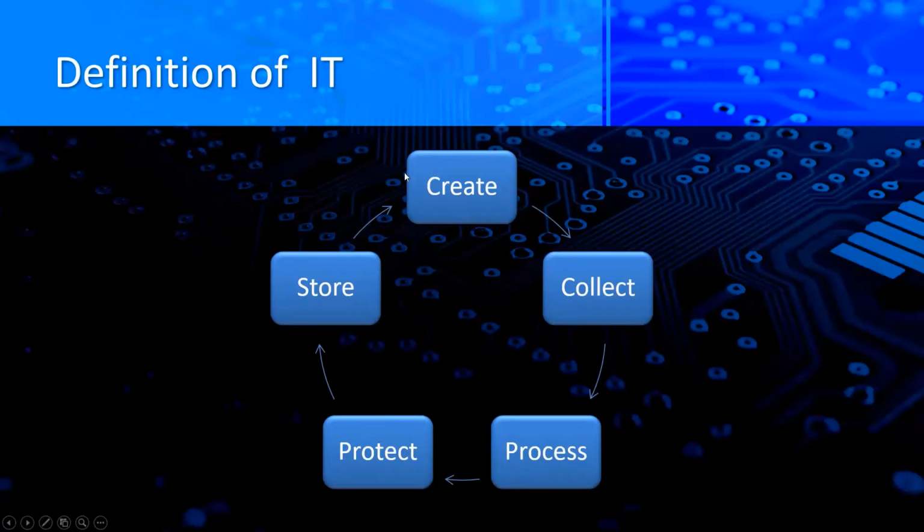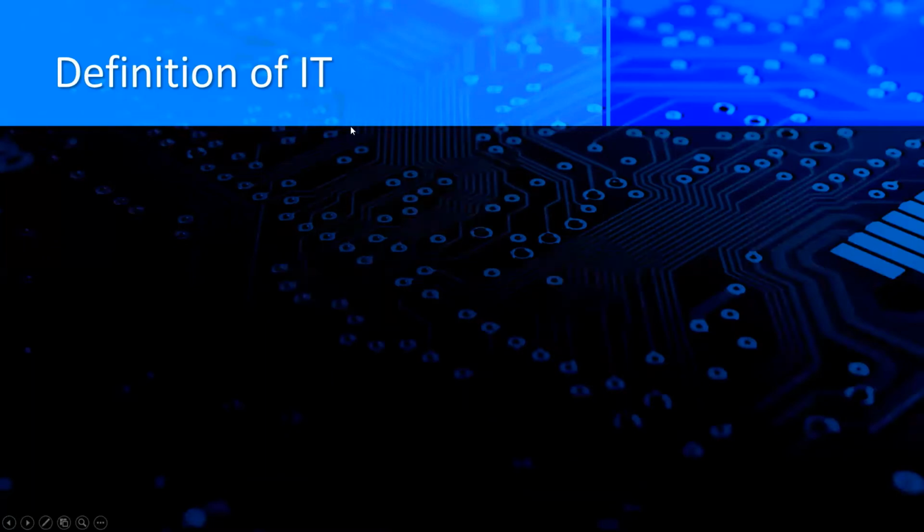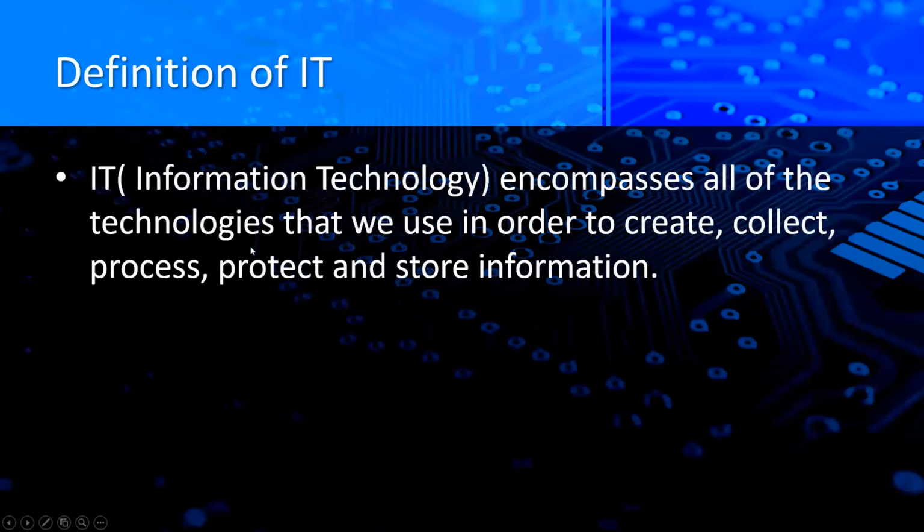So what is the definition of IT? It encompasses all the technologies which are contributing in the creation, collection, processing, protection and storing. So the technologies that we use in order to create, collect, process, protect and store form the information technology. Now moving ahead to the definition in your textbook, क्या definition दिया गया है आपके textbook में? IT, information technology, encompasses all the technologies that we are using, अभी जो हमने देखा है, in order to create, collect, process, protect and store information.